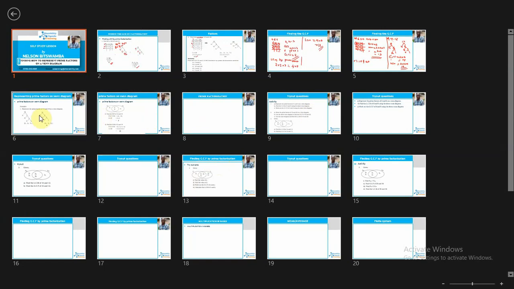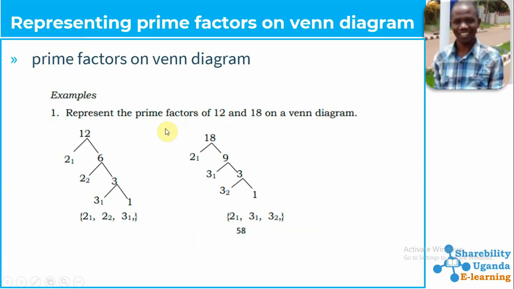We are able to look at representing these prime factors on a Venn diagram. We said for us to be able to work on these numbers, we separate this 12, then 18. Then we look for the number that can divide 12, and we get no remainder. It is a 2 here. So we say 12 divided by 2, we get 6. Then 6 divided by 2, we get a 3. Then we also look for the number that can divide 3. It is 3, and 3 divided by 3, we get 1.